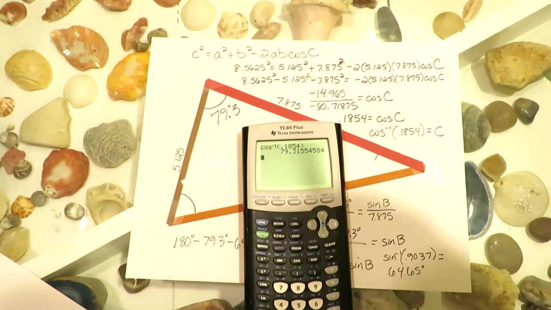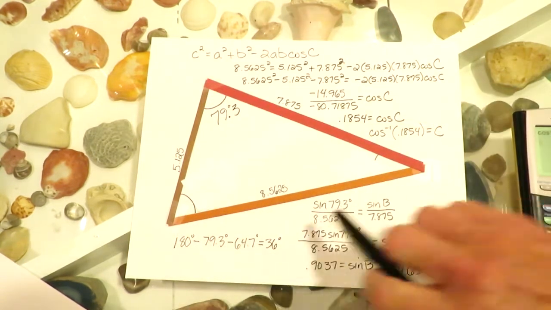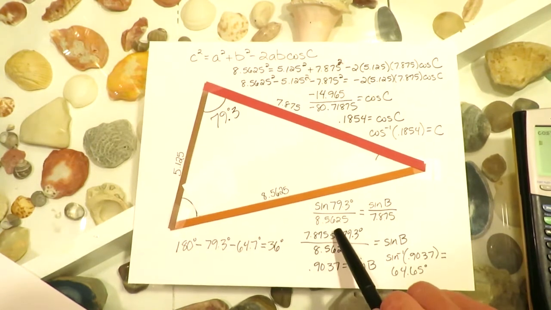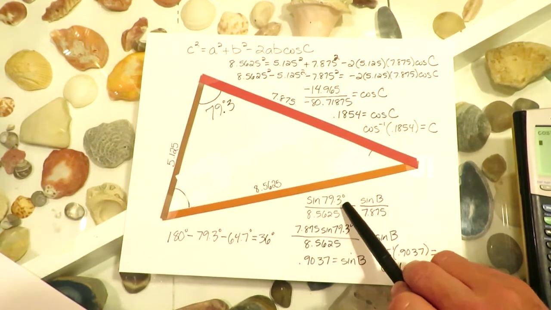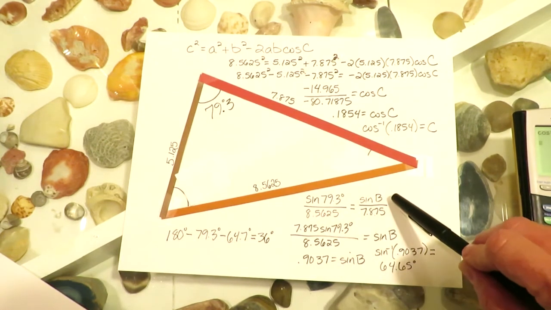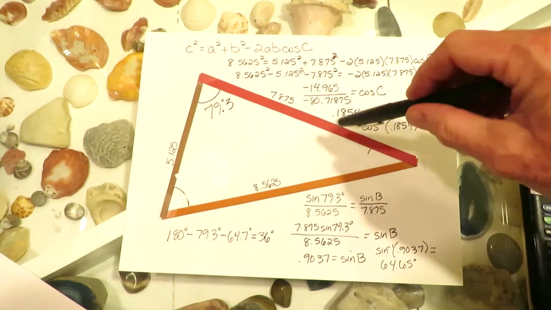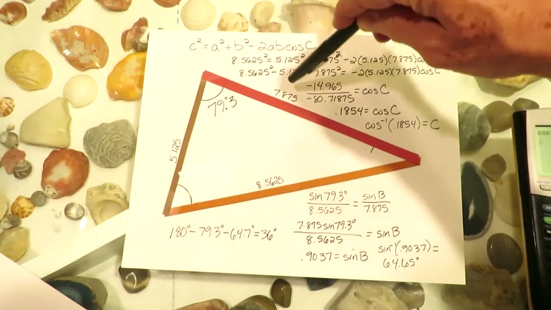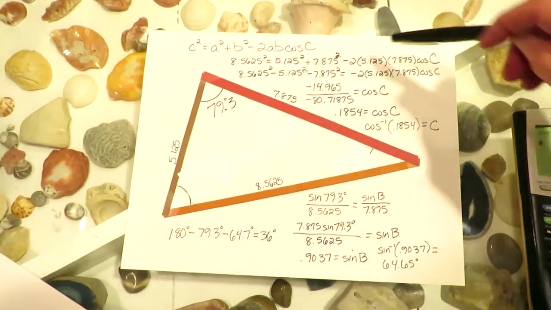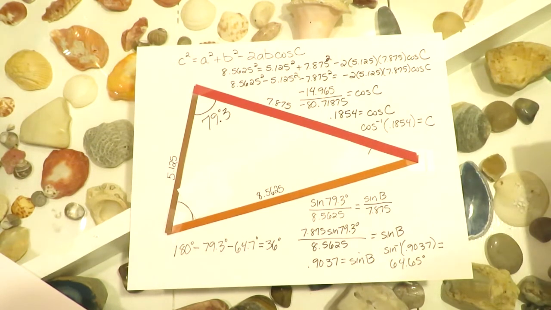Now at this point, you can use law of cosines again if you wanted to, or you can use law of sines because we now have an angle and its opposite side. So I'm going to choose to do that, and so sine of 79.3 degrees divided by 8.5625 gives us sine of one of the other two angles. I'm going to choose this angle opposite that side. You don't necessarily at this point have to go in numerical order. It's just important to start with the longest side.